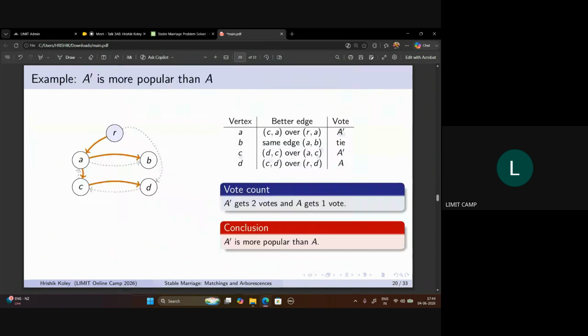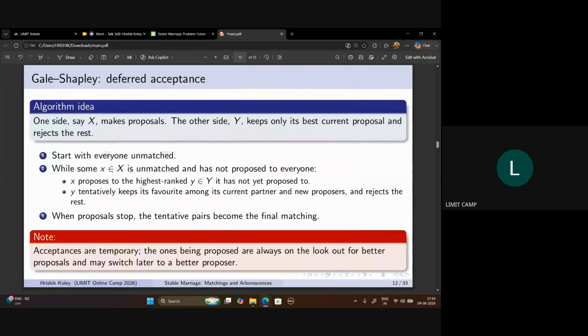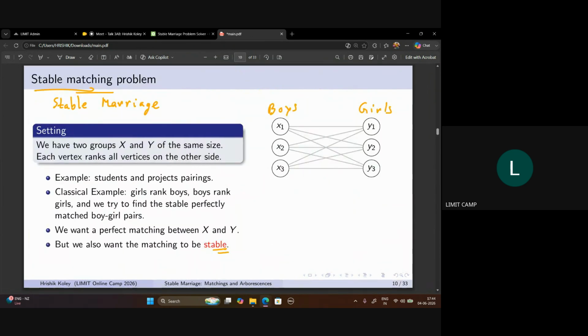Well, in Gale-Shapley, as I was saying, many people try doing these kinds of examples, students and projects, let's say residents and houses. But in those cases, there's one slight problem. The Gale-Shapley algorithm assumes that both groups have their preferences, but houses don't have preferences, projects don't have preferences. The students do, the humans do, the residents do.